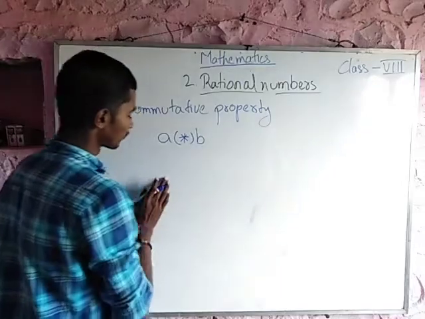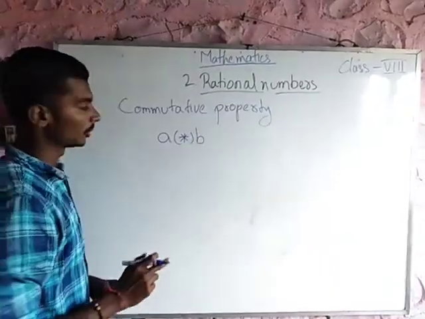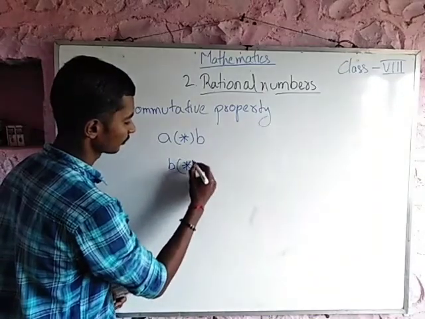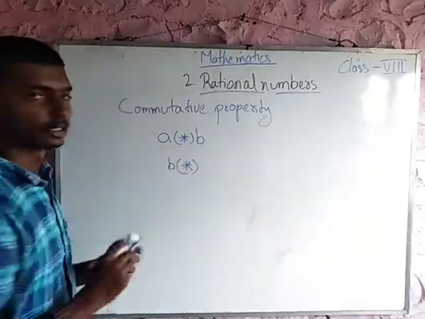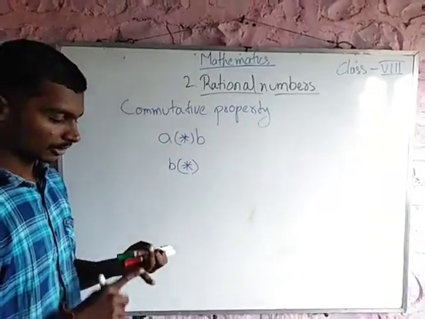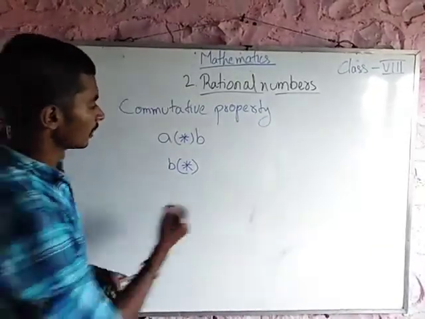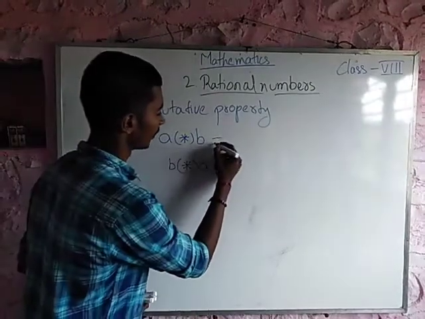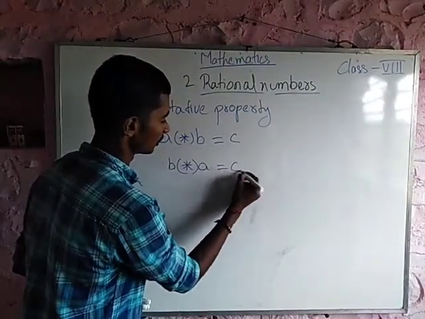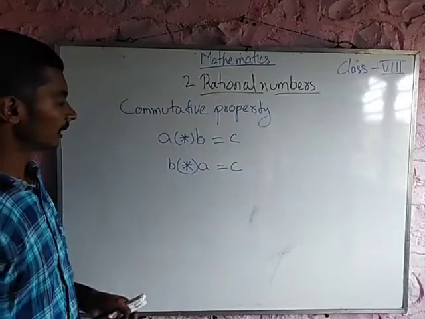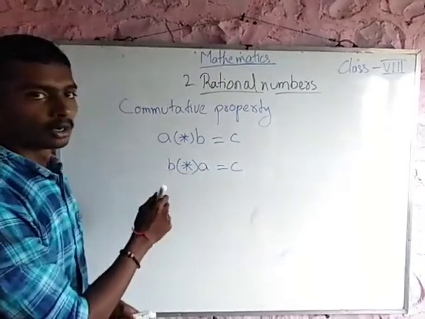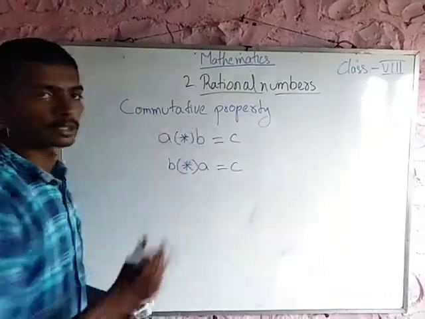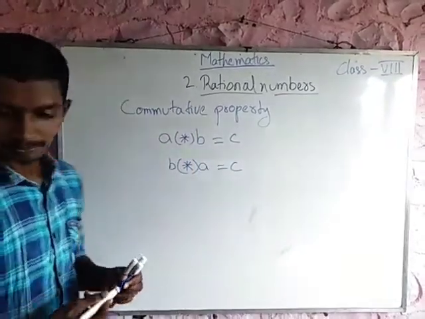Like, see, this is one way of doing the operation and the other way is this. Let this be any operation like addition, subtraction, multiplication, division. Now this is one way and this is the other way. If I get the same results, then we will say that this operation holds good for these numbers as the commutative property.